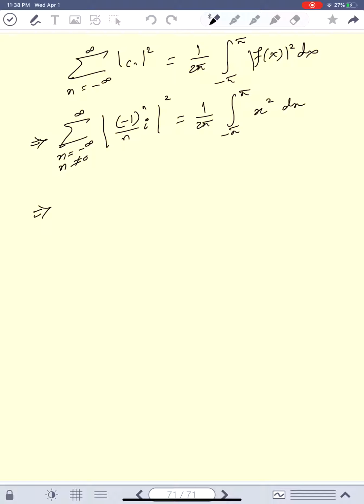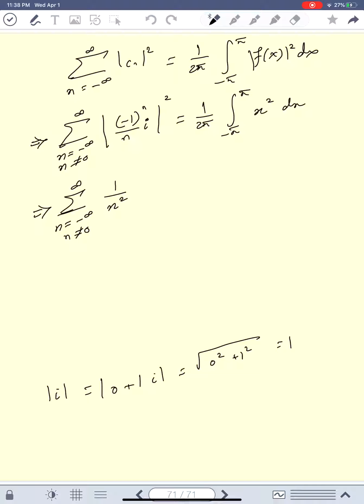What is this? This is the sum from negative infinity to infinity when n is not 0. Negative 1, when you square it, becomes 1. The n, when you square it, becomes n squared. The i, when you square it, and we need to be very careful, it's not only the square, you have the absolute value of i. So what is the absolute value of i? What do we mean by i? i is the complex number 0 plus 1i. So basically the absolute value is the root of 0 squared plus 1 squared, which is just 1.